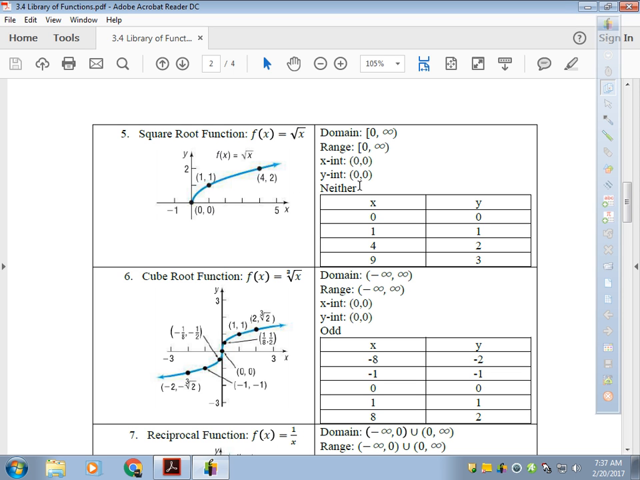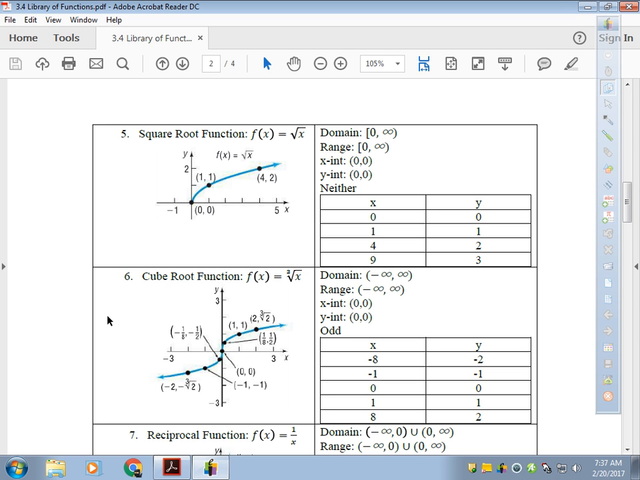It's neither, because it doesn't have y-axis symmetry and it doesn't have origin symmetry, so it's not even or odd, it's neither. And this is one of the ones that has different values here for your table. These x values, notice they are all perfect squares, so that way you can take the square root of them. So the square root of 0 is 0, square root of 1 is 1, square root of 4 is 2, square root of 9 is 3. So this is one of the ones that's different, and it's just because you want the x's to be numbers that you can actually take the square root of.